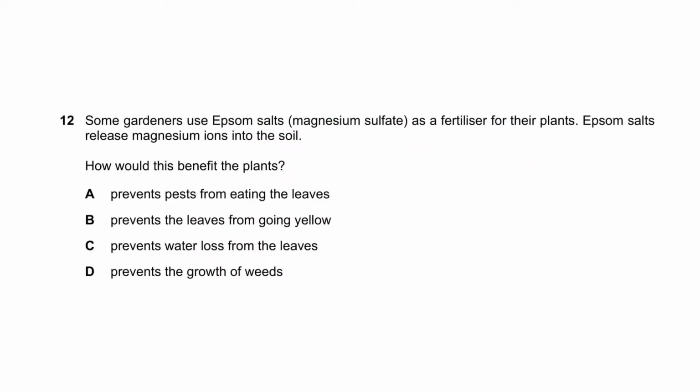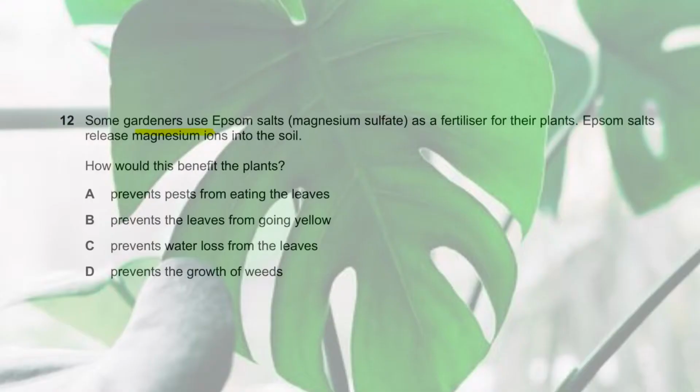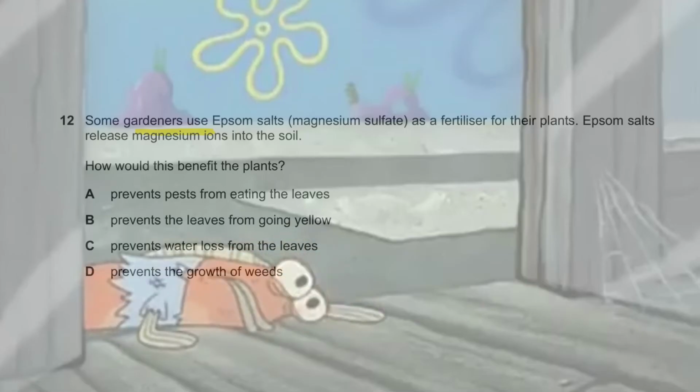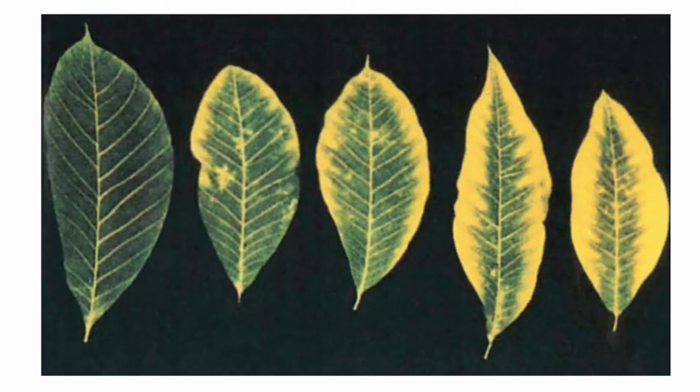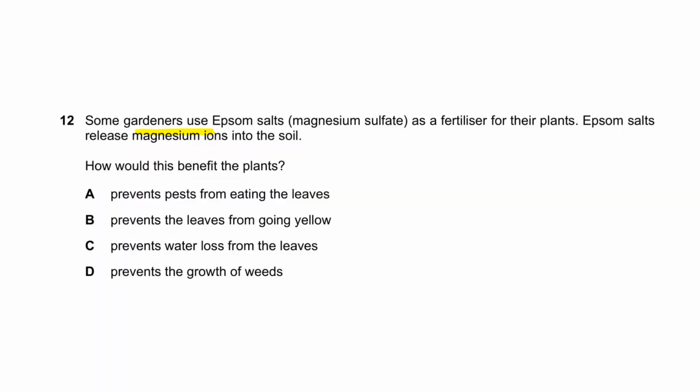Question number 12 says some gardeners use Epsom salts, magnesium sulfate, as a fertilizer for their plants. Epsom salts release magnesium ions into the soil. How would this benefit the plant? Magnesium ions are used to make chlorophyll in the plants, which gives the plant leaves their green color. When magnesium ions are not present or they're present in insufficient amounts, the plant will start turning yellow because there's not enough chlorophyll being made. So the benefit is that it prevents the leaves from going yellow.